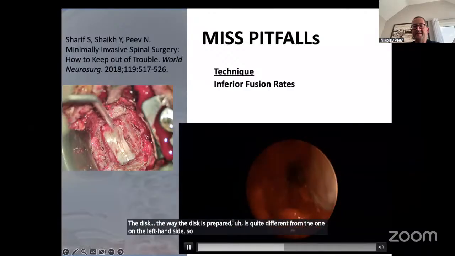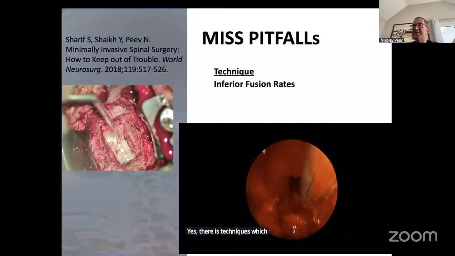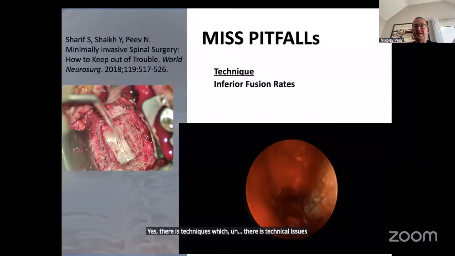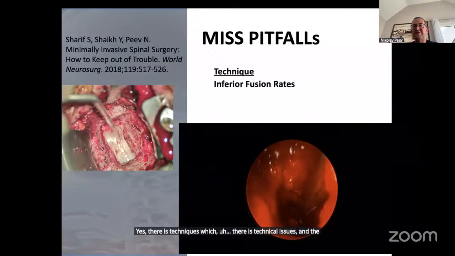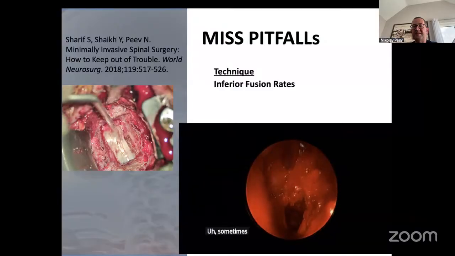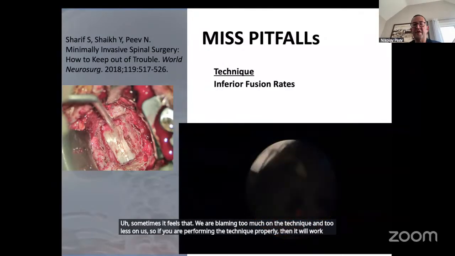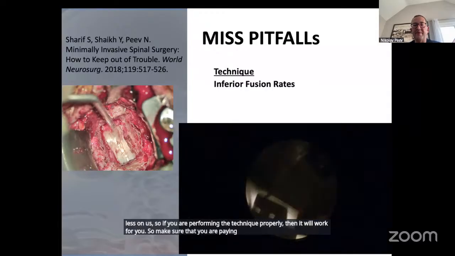So I think that yes, there are technical issues, and the fusion rates depend on the technique, but sometimes it feels that we are blaming too much on the technique and too little on ourselves. If you are performing the technique properly, then it will work for you. So make sure that you are paying attention to how you prepare the end plates.